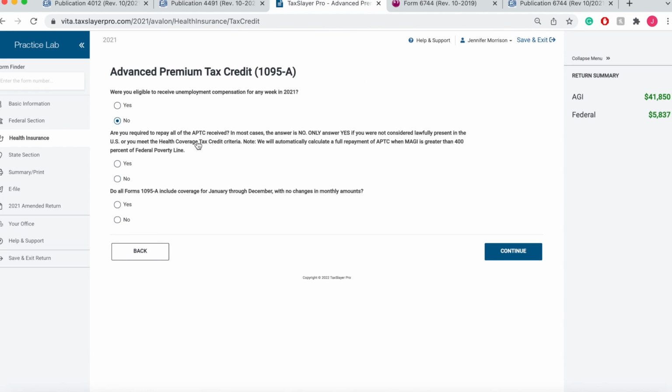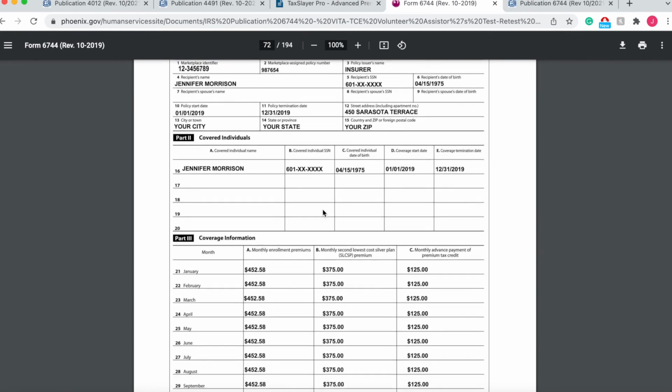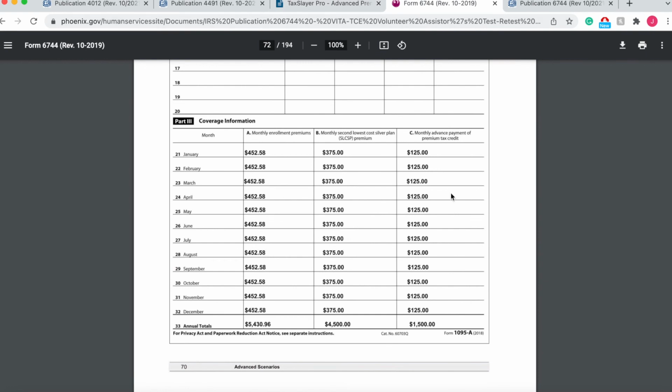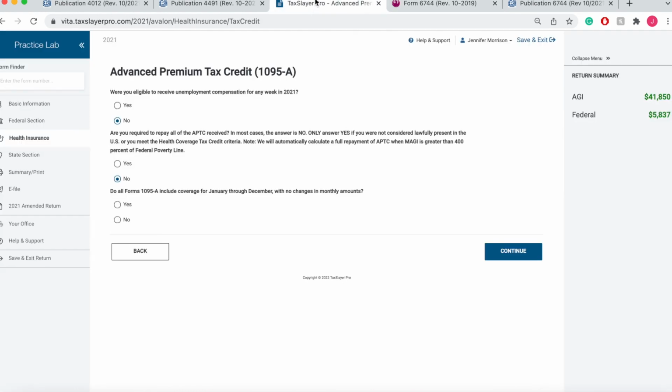Since it never told us anything about APTC, we're going to click no, because the advance payments here really just show from us on this side, the advance payments of the premium tax credits. But it says, are you required to repay all of it? In most cases, the answer is no. Only answer yes if you were not considered lawfully present in the U.S. or you meet health coverage tax criteria. No, we will automatically calculate for repayment of a PTC when MAGI is greater than 400% of the federal poverty line. So, no, that does not apply.